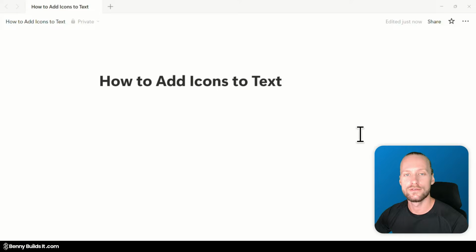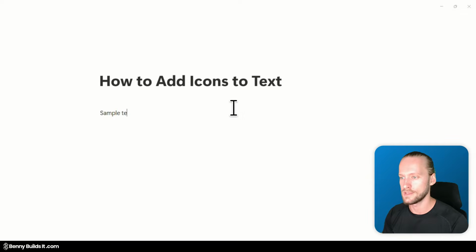To add an icon to either a heading or a text block in your Notion page, you can easily use the custom emoji function, which Notion has published earlier this year. And for this, we just go into a text block. I'm just going to write some sample text.